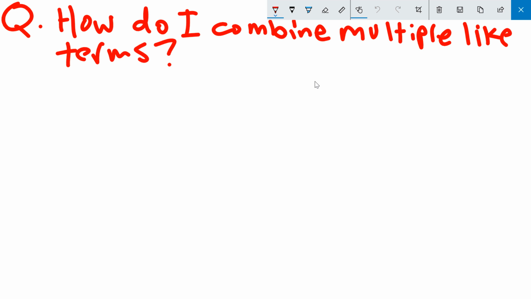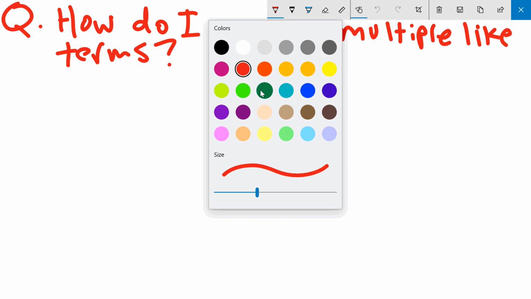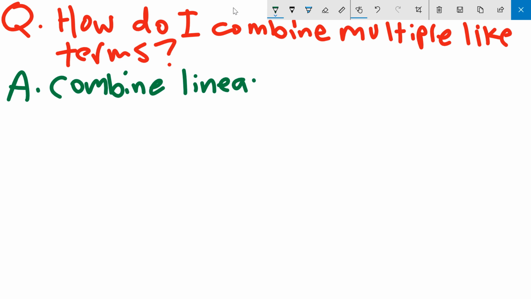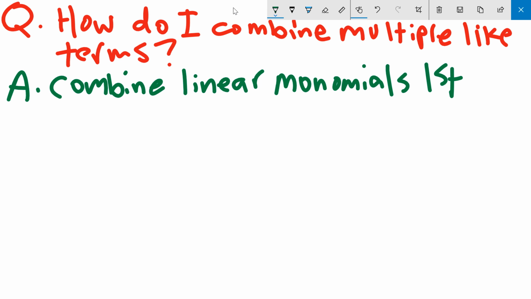Hey there, this is Mr. Moore here again with another video, and it's how do I combine multiple like terms? Well, here's the quick answer. I'm going to combine linear monomials first, then combine like terms.